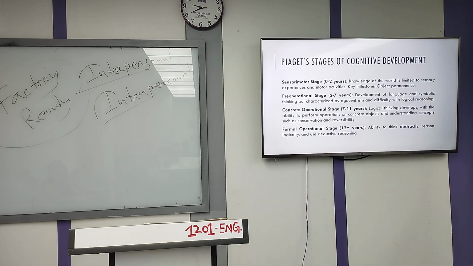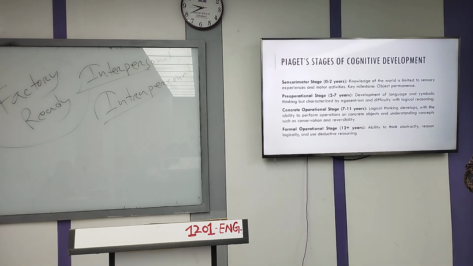Okay, then the pre-operational stage from 2 to 7 years. Okay, development of language. So by that age, a child learns how to use language. Very limited. They cannot use the language in a whole way, but though it's very limited, they can use it. Okay. So development of language and symbolic thinking, but characterized by egocentrism and difficulty with logical reasoning.